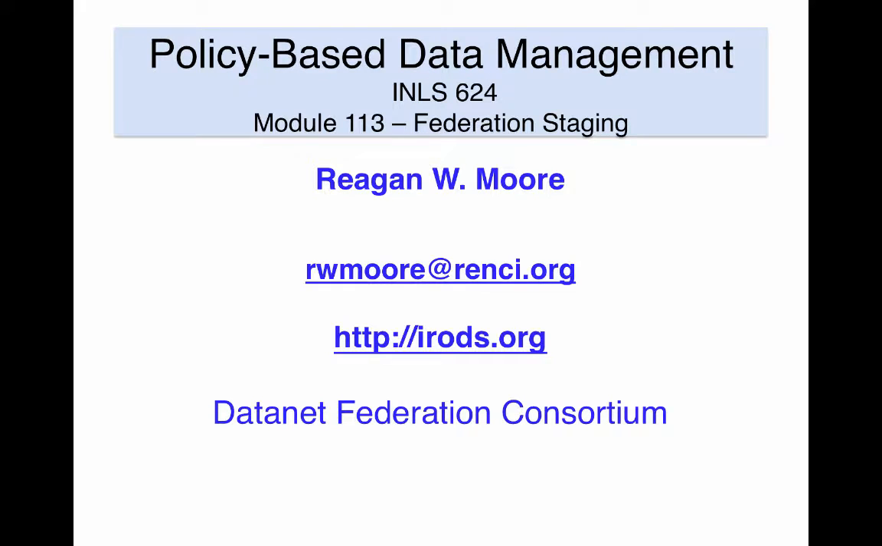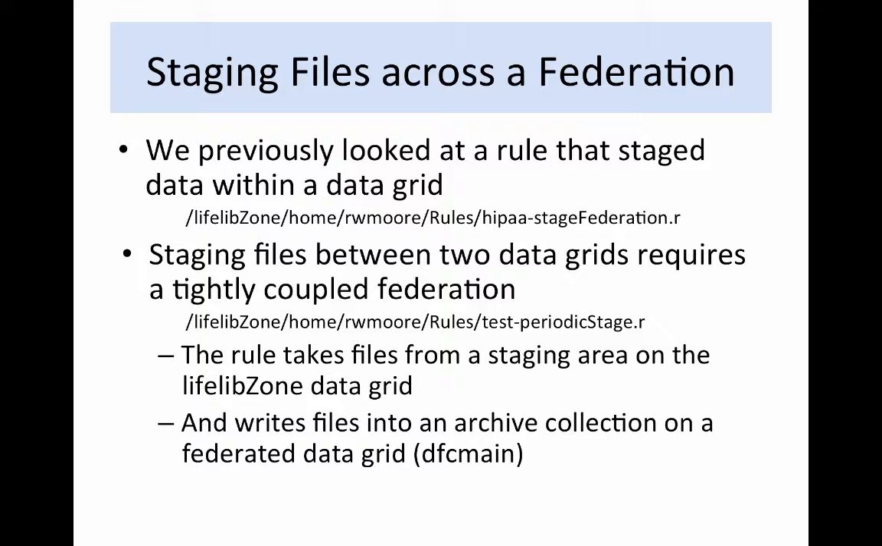Files can be staged between federated data grids. Having a copy of your data in another data grid can help minimize risk of data loss. Previously, we looked at a rule that staged data within a data grid. Files are automatically copied from a staging area into their final destination within the data grid.